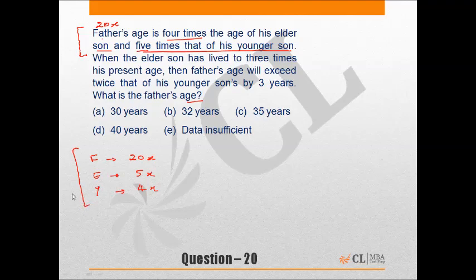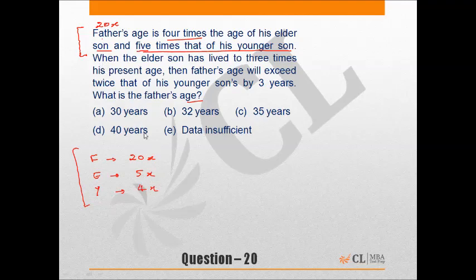Anything else, if you say the younger son be x, the father be 5x, and the elder son becomes 1.25x, you will end up in decimals and your calculation will become a little difficult. It is always advantageous if you write it this way. If the father's age is 4 times the age of the elder and 5 times the age of younger, the LCM of 4 and 5 is 20, so let the father's age be 20x. And similarly, you can get the age of elder and the younger son.